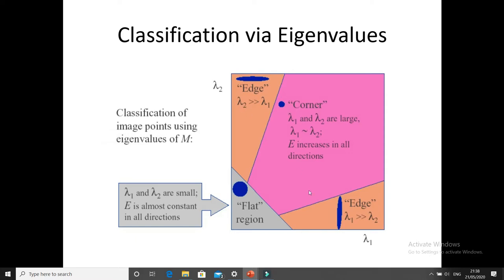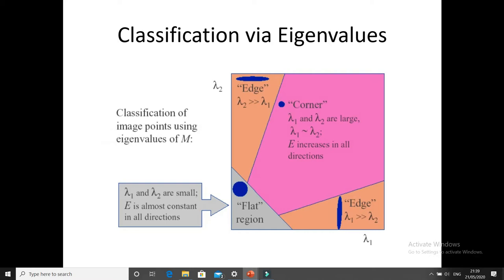Either lambda 1 or lambda 2. If only the value of lambda 1 is large and lambda 2 is zero, then that gives the gradient in only one direction. Similarly, if only lambda 1 changes and there's no change in lambda 2, it also gives the gradient in some direction. And when both of the eigenvalues are big and approximately the same, then it's a corner. When both lambda 1 and lambda 2 are big and almost equal in value, E increases in all directions.